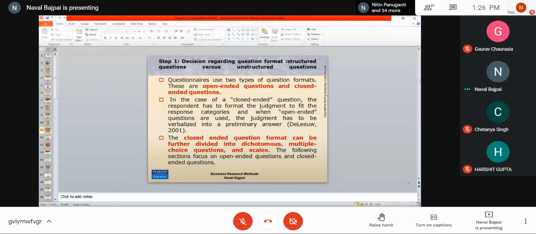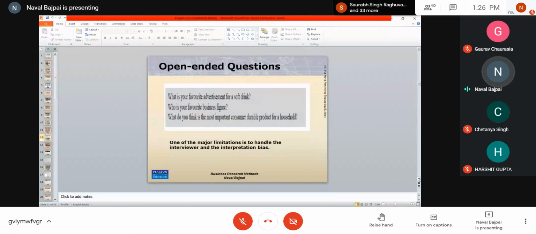But most of the time, research issues are not clear. So I first use open-ended questions to understand the phenomena of research, and then I'll move to closed-ended questions for taking up the research further. So the general research is based on closed-ended questions. These are examples of open-ended questions. There is no rating scale. I'm just asking who is your favorite business figure? And like that, I'll ask a few questions because I wish to have your understanding of these questions.